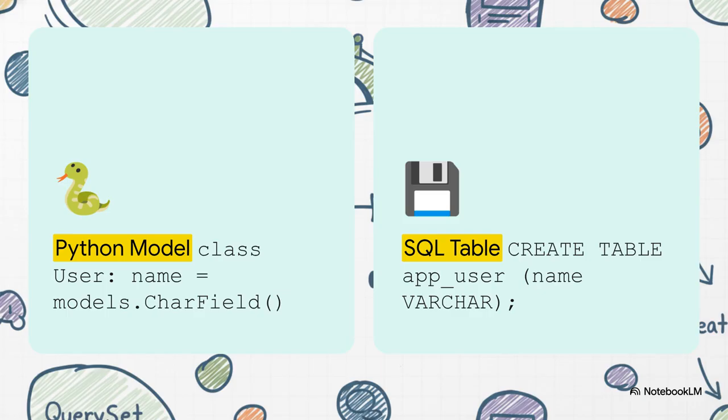It's what people call the object-relational impedance mismatch. Fancy term, right? But all it means is that the simple Python class on the left and the SQL command on the right are trying to do the same thing, but they're speaking completely different languages. The Django ORM is the magic that acts as the universal translator between them.